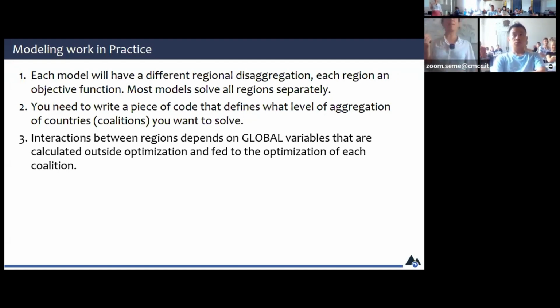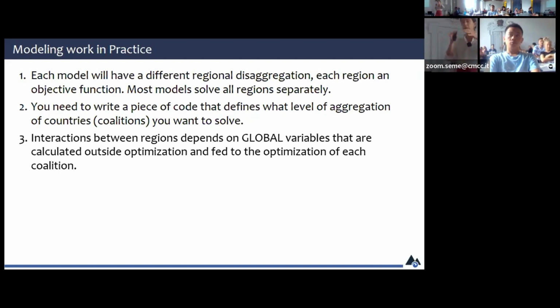The variable that affects every other country in the model of climate change is emissions. Okay. So it's going to be the global emissions, the global variable, or temperature, if you want to think of it in aggregated terms in time. Okay, that's going to affect. That's a global variable that I have to calculate outside each coalition, because it depends not only on the action of the coalition, but the action of other countries as well.